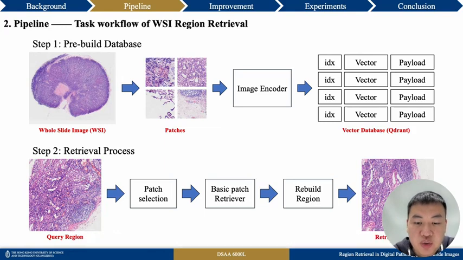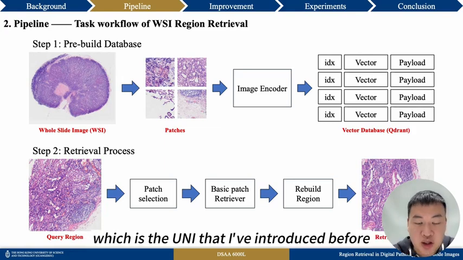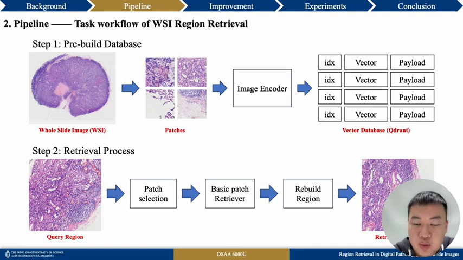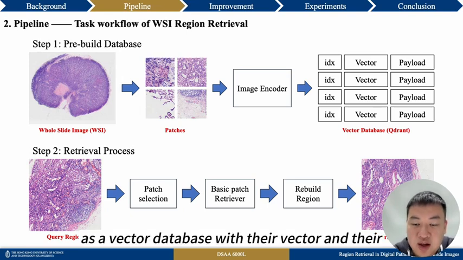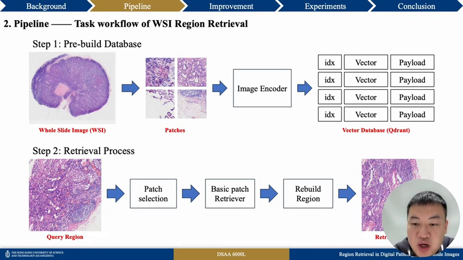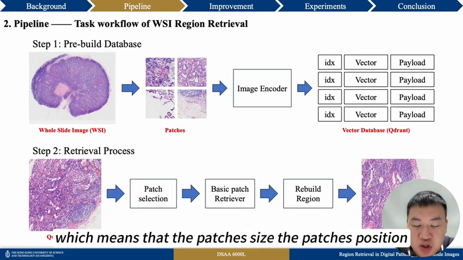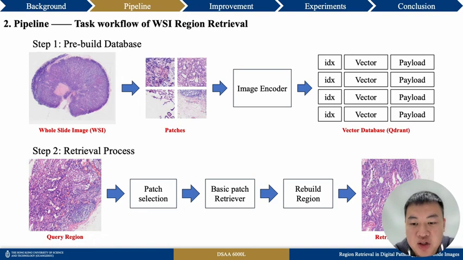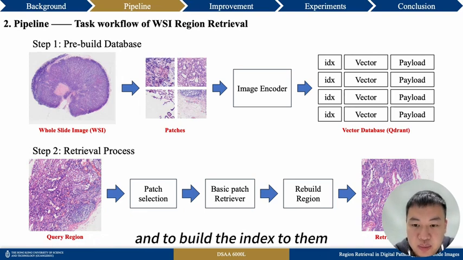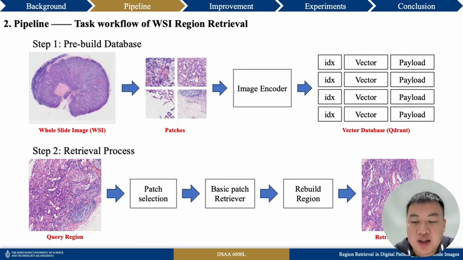And for the patches, we will use the image encoder, which is the UNI that I've introduced before. And we will build them as a vector database with their vectors and their information as the payload, which means the patch size, the patch position, and the patch level, and build them based on the Qdrant vector database, and build the index for them.